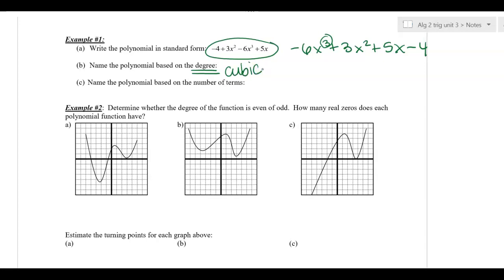Once it gets over a quintic, you can just say it's of degree 6, and so on. Then name the polynomial based on its number of terms. This polynomial has 4 terms. So we say monomial, binomial, trinomial, and once it gets past 3 terms, we just say a polynomial. And then you can list how many terms it has if that's necessary. Okay.